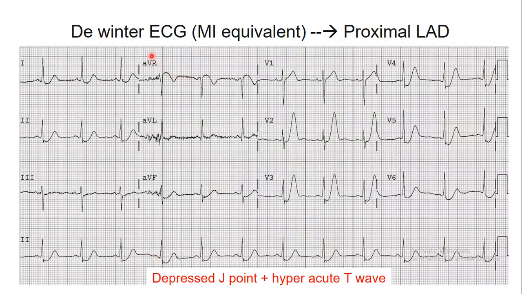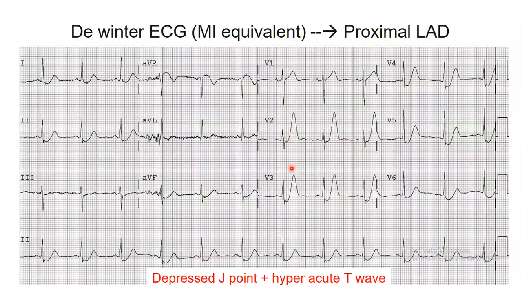starting with what is called the Winter sign. The Winter sign denotes acute myocardial infarction or ischemia in the left anterior descending artery territory. The Winter sign is defined by the J point, or the terminal part of the QRS complex, being depressed, followed by a hyperacute T wave, like this T wave, more than 2 large squares.